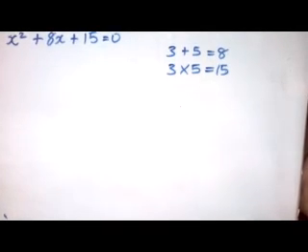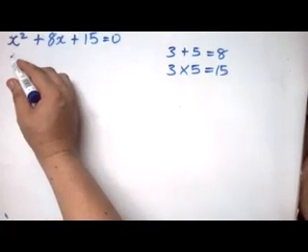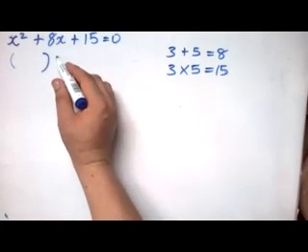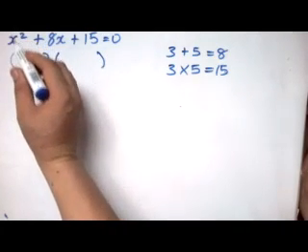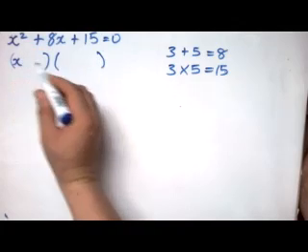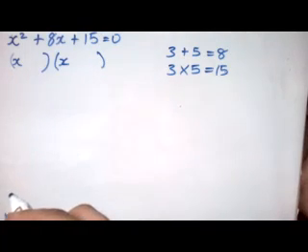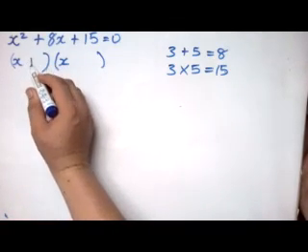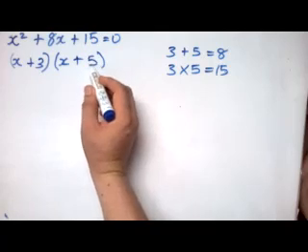So having gotten these two numbers, 3 and 5, the next thing we need to do is just to draw two brackets. Because we have x squared here, you put one x in one of the brackets and the other x in the other bracket. All you need to do now is to put those two numbers in each of the brackets. So we can now say plus 3, plus 5.